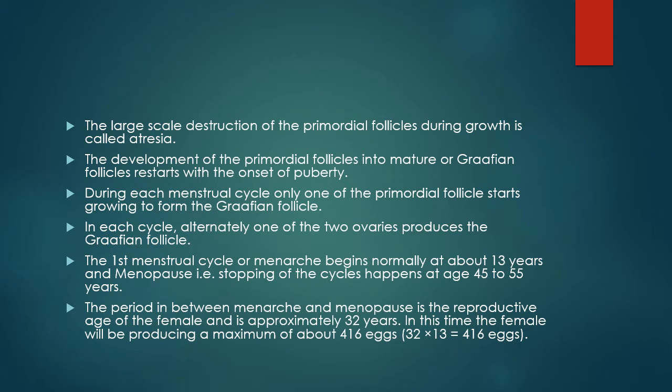The first menstrual cycle or menarche begins normally at about 13 years, and menopause, that is stopping of the cycle, happens at age 45 to 55 years. The period in between menarche and menopause is the reproductive age of the female and is approximately 32 years. In this time, the female will be producing a maximum of about 416 eggs. 32 into 13, that is 416 eggs.